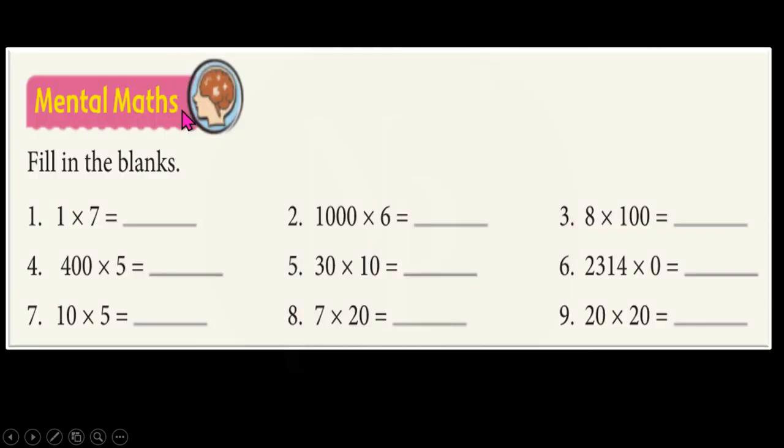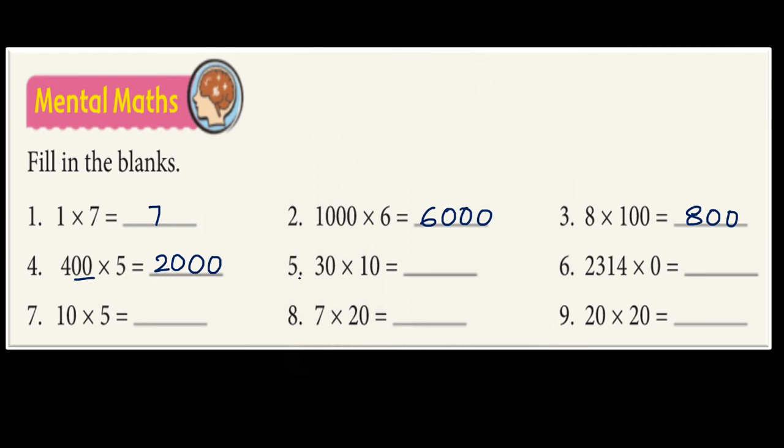Next question is mental maths. Fill in the blanks. Question number 1. 1 into 7 is 7. In the second question we have 1000 into 6, it will be equal to 6000. Next, question number 3. 8 into 100 is 800. 400 into 5: 4 fives are 20, and we should write 2 more zeros here, so we put 2 zeros to the right, it becomes 2000. Therefore 400 into 5 is 2000.